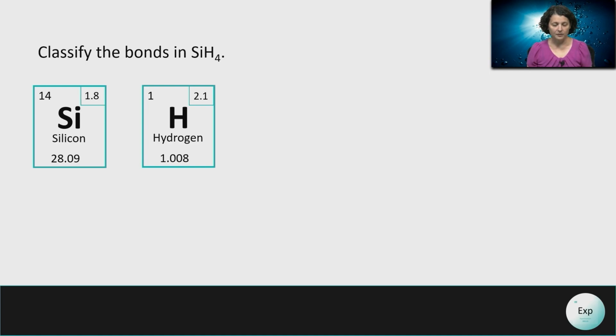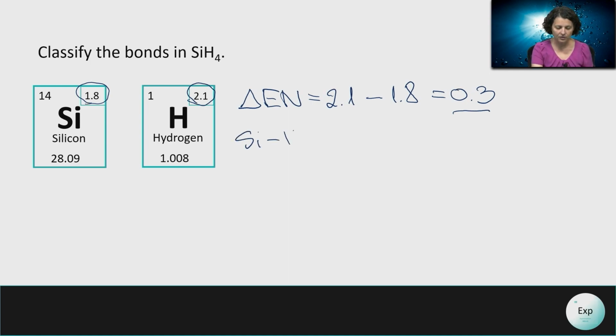Here we have an example of silane, so silicon tetrahydride. It has 4 silicon-hydrogen bonds, and the first step is determining the electronegativity difference between the two. We have silicon with an electronegativity value of 1.8 and hydrogen with an electronegativity value of 2.1. So we'll start with the larger value, 2.1 minus the smaller value, 1.8, gives us a difference of 0.3. The 0.3 is less than 0.5, making the silicon-hydrogen bond a nonpolar covalent bond.